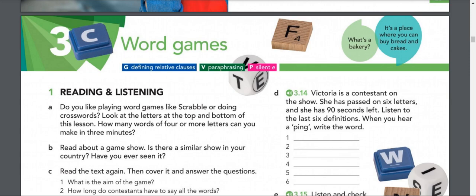Section 1, Reading and Listening. Do you like playing word games like Scrabble or doing crosswords? Look at the letters at the top and bottom of this lesson. How many words of 4 or more letters can you make in 3 minutes?